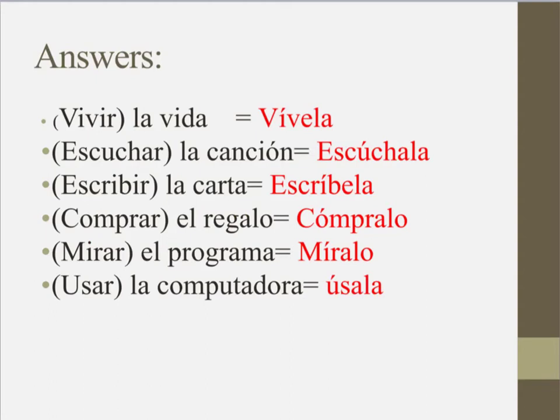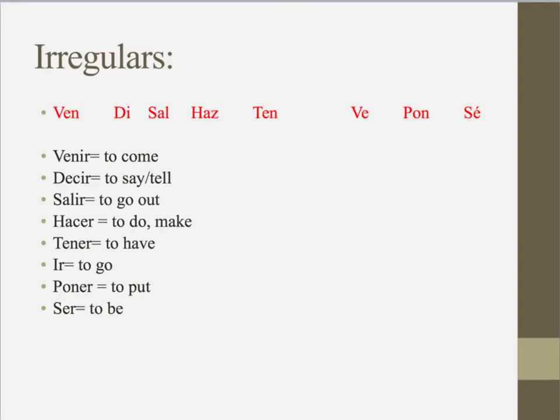Here are the answers. So check your work. Make sure that you replace the DOP with the correct DOP. Here are irregulars. We say ven, di, haz, ten, ve, pon. These tell you what the verbs are that they come from. Remember that these are for positive commands. Negative tú commands have no irregulars.